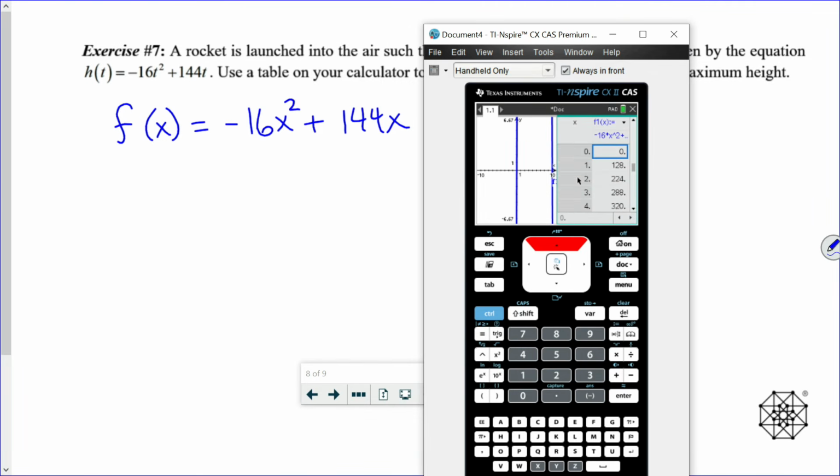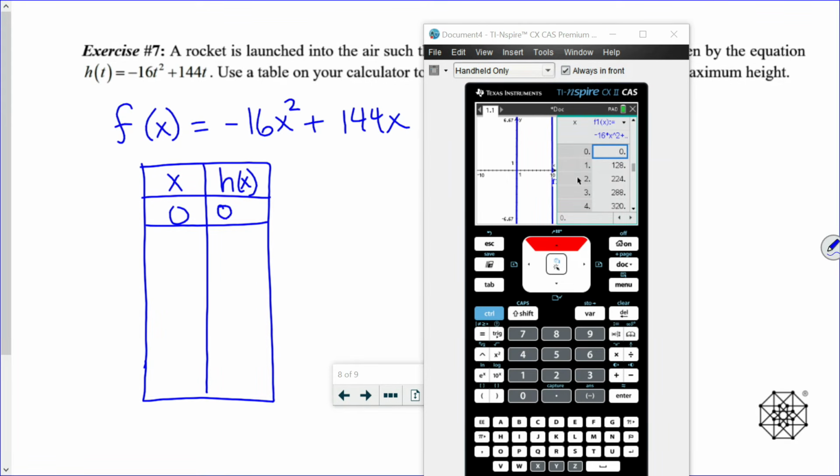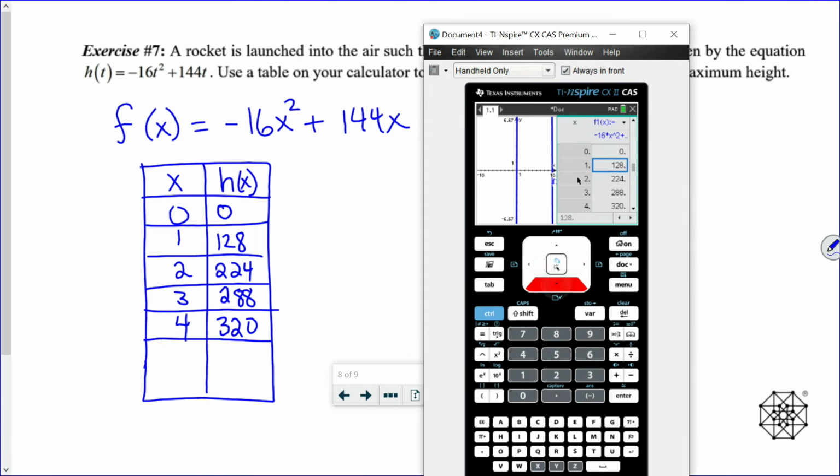All right, I'm going to go up. So I'm going to write out this table here so we can see it nice and big. I've got x, I've got h of x, whatever, f of x, it doesn't matter. At 0, I'm at 0. That kind of makes sense. At 1, I'm at 128. At 2, I'm at 224. At 3, I'm at 288. Notice the rocket continues to go up. Its height, which is the output, keeps going up. At 4, I'm at 320, and then I can't see any more of my table.